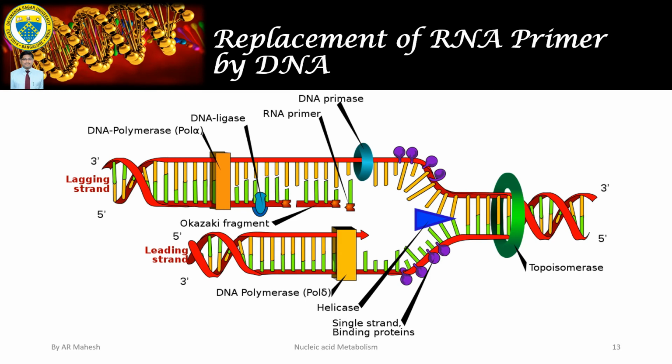The enzyme DNA ligase catalyzes the formation of a phosphodiester linkage between the DNA synthesized by DNA polymerase 3 and the small fragments of DNA produced by DNA polymerase 1. Another enzyme, DNA polymerase 2, participates in the DNA repairing process.